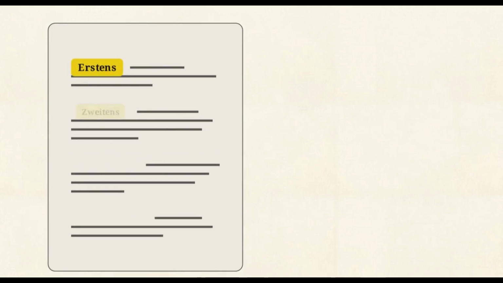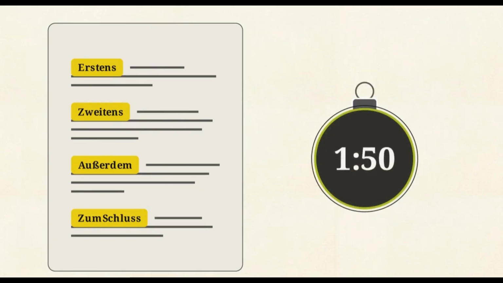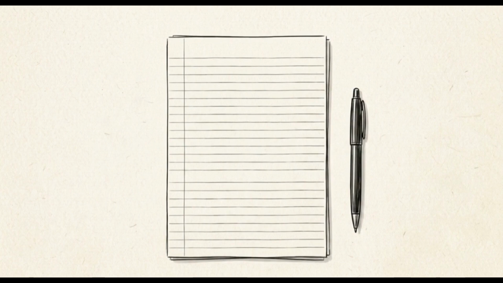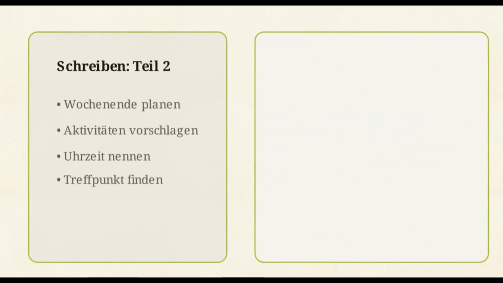You can organize your entire letter perfectly using just 4 specific sequence words, and it takes under 5 minutes to learn. Grab a piece of paper or open a blank digital document right now. We are going to solve this standard A2 exam prompt together, planning a weekend trip with a friend. This split-screen diagram shows our roadmap. On the left is the 4-bullet prompt, and on the right is the blank canvas.